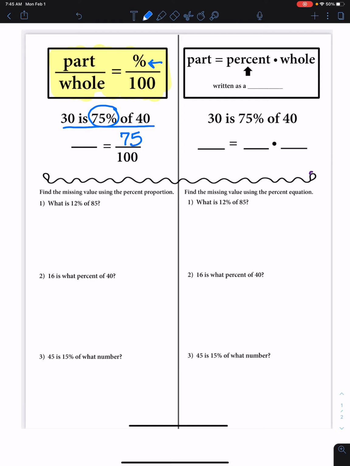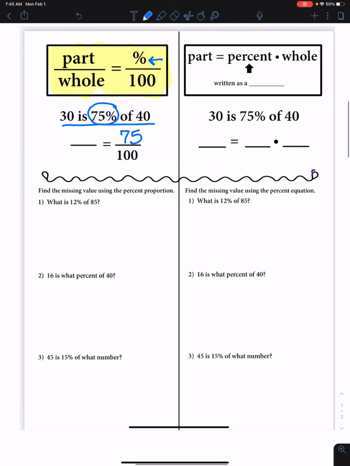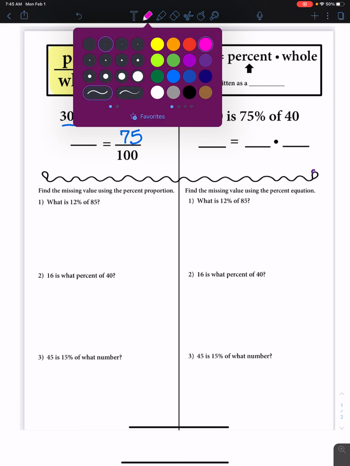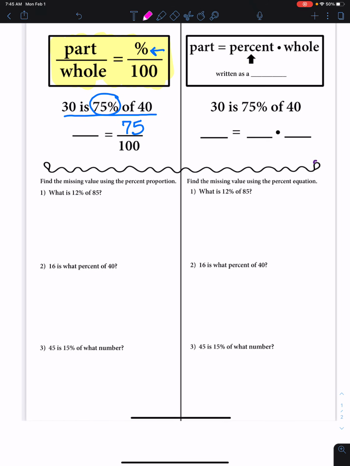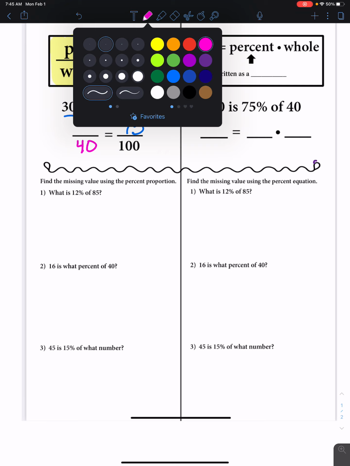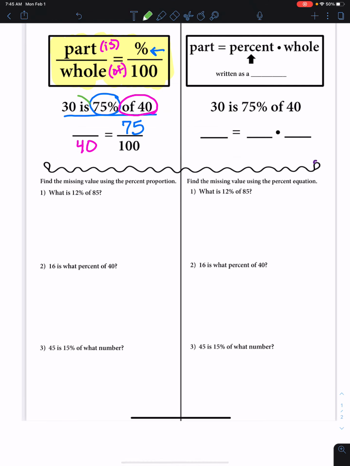Now we have to determine which number is the part and which number is the whole. It says 30 is 75% of 40. One little trick that you can use is to look for the words is and of. The part is always the number that's next to the word is, and the whole is always the number next to the word of. So here's our of number, and it goes in the denominator. And then here is our is number, 30, which goes in the numerator.